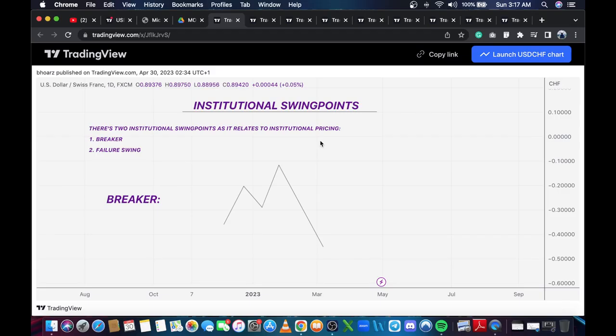So before we go into institutional swing points, let us define what a swing point is. A swing point essentially is a market reversal or a turning point in the market. Okay, so if the market was bullish, then a swing point would be the market reversing from a bullish order flow to a bearish order flow, and that creates a swing high. And if the market was bearish, a swing point would be the market reversing from a bearish order flow to a bullish order flow, and that then creates a swing low.